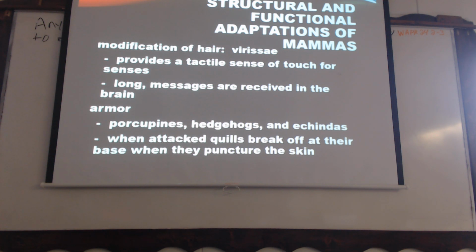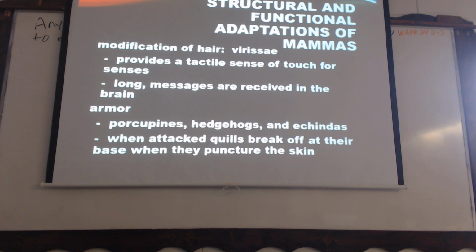So here's another modification of hair, and it's vibrissae, I think. This provides a tactile sense of touch for senses. What would we call them? You guys know what we're talking about? Think of cats. Cats is a good one. Reflexes, yep, but think of a hair. Whiskers, yeah, it's their whiskers.